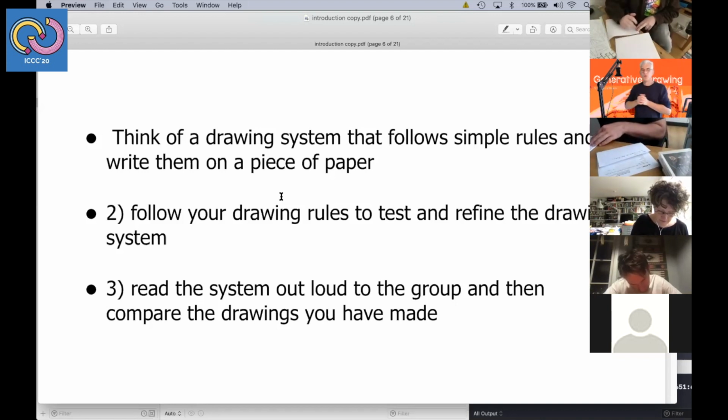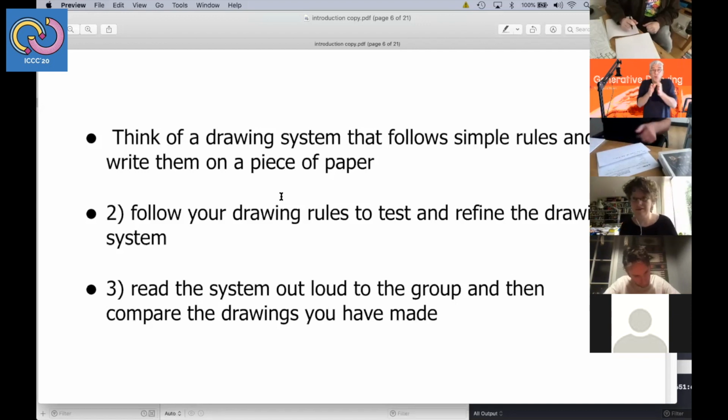And while you're doing that, I'm going to sprint out, grab a cup of coffee and come back and write my own rules. So if you want to go and break and quickly get a cup of coffee and do the rules, that's fine.